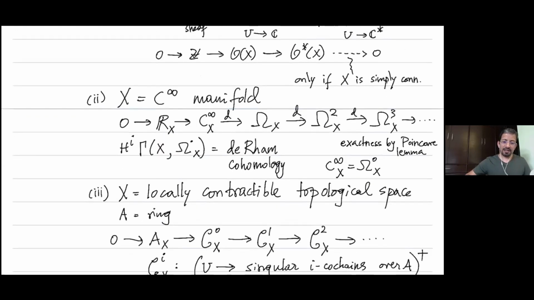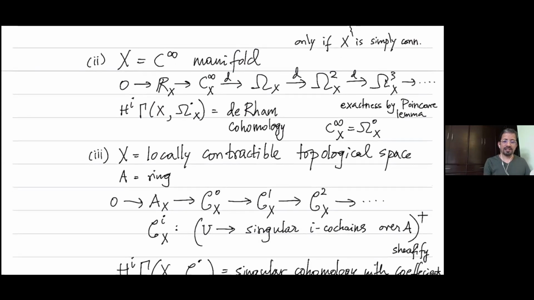Here are two more examples. For example, X is a C infinity manifold, and you can look at what is called the de Rham complex of it, but this is the local de Rham complex. So this is the complex of sheaves. On every open set, you look at C infinity functions, one forms, two forms, and so on and so forth.